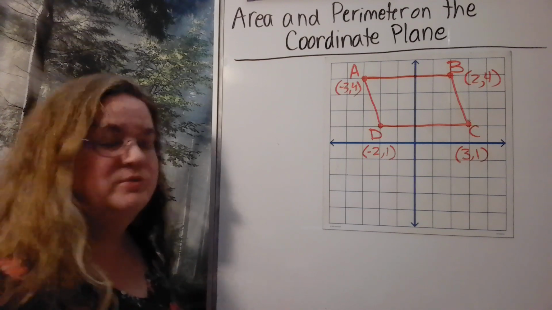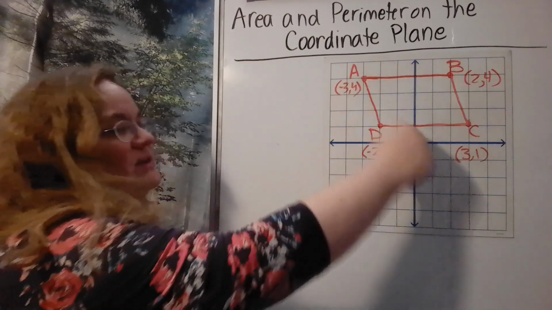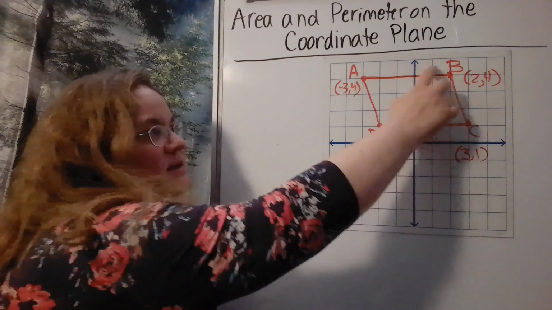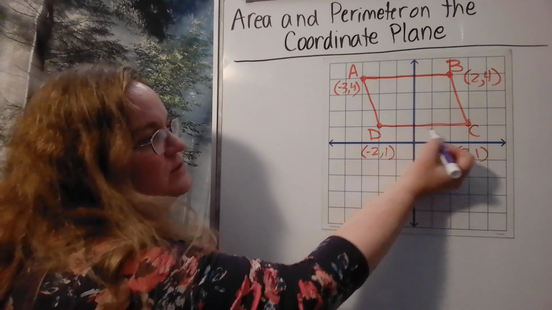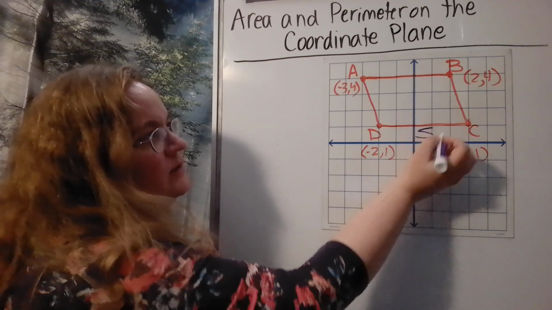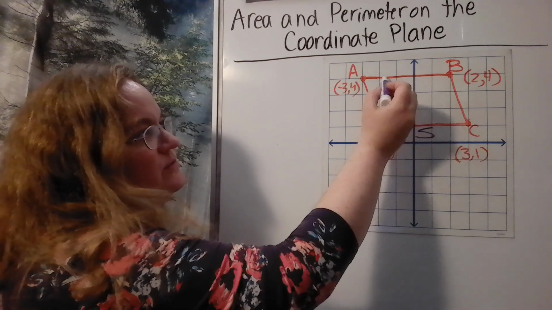Let's say I'm going to start with perimeter. Perimeter is the distance around the outside. So I need this length, this length, this length, and this length so I can add them together. If I start, this is 1, 2, 3, 4, 5. And this horizontal is 1, 2, 3, 4, 5.